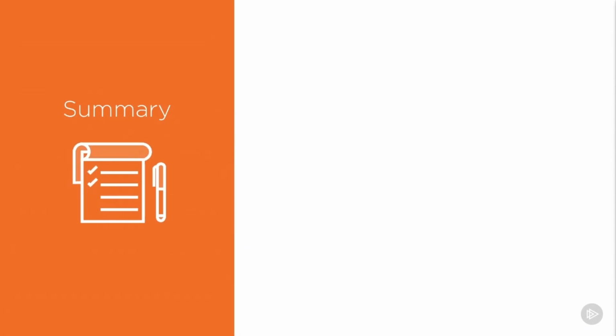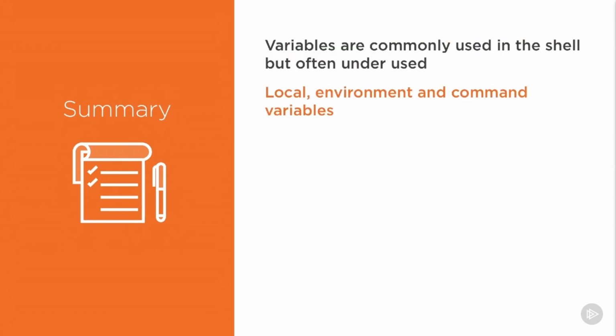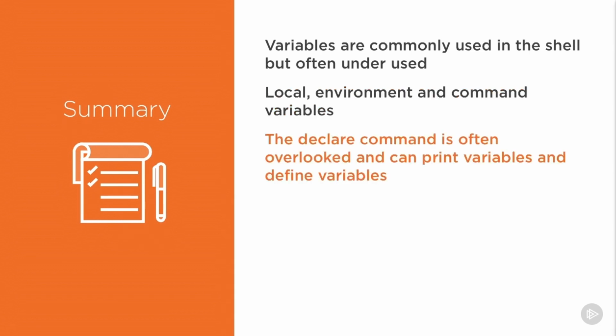So we've been taking a look at variables, and variables, we often think, yeah, we understand variables. We use them all of the time. So they are commonly used, but very often they are underused. Now, hopefully that's what we've proved within this module. We looked at the differences between our local variables that are available only to the shell, environment variables that are available both to the shell and to commands run from the shell, and command variables where we're setting a variable whose scope is only that command as it is executed.